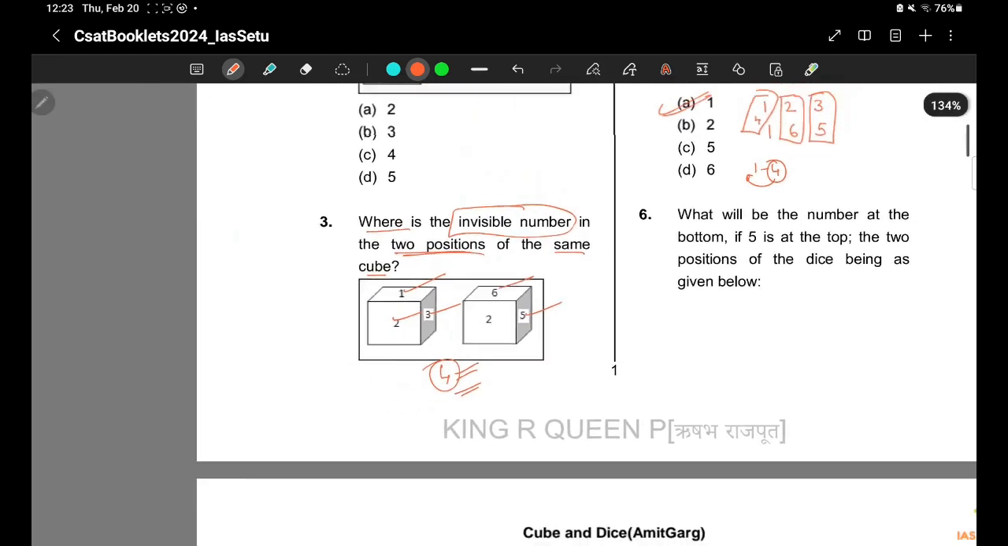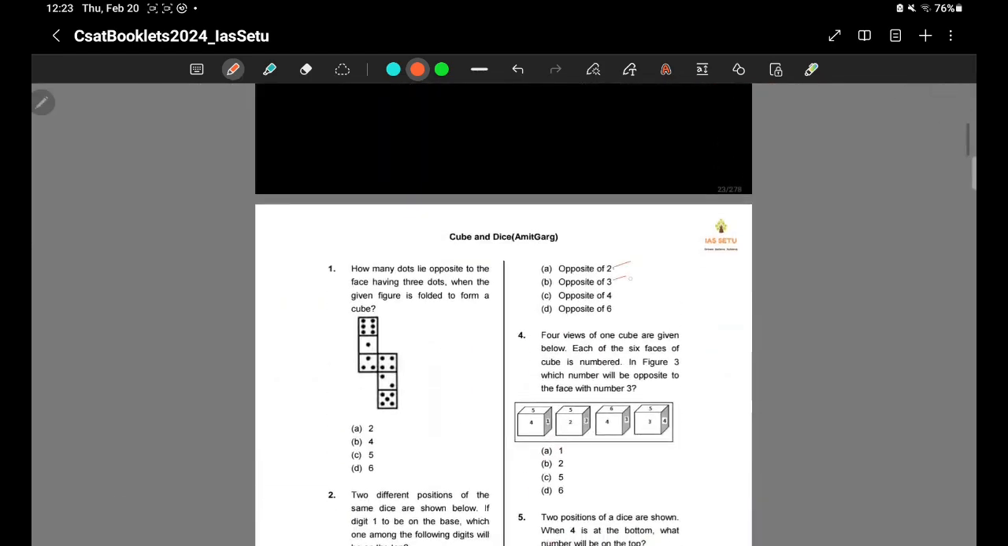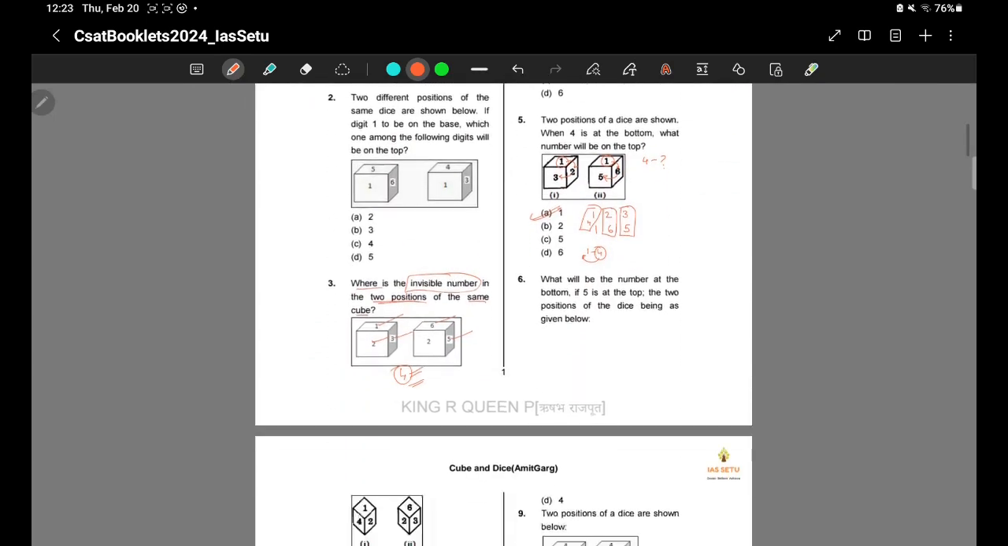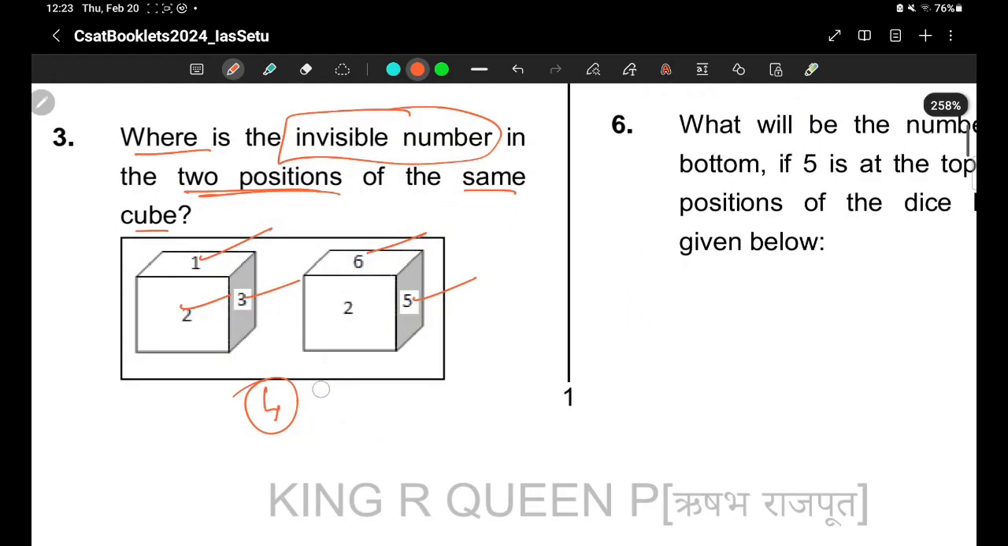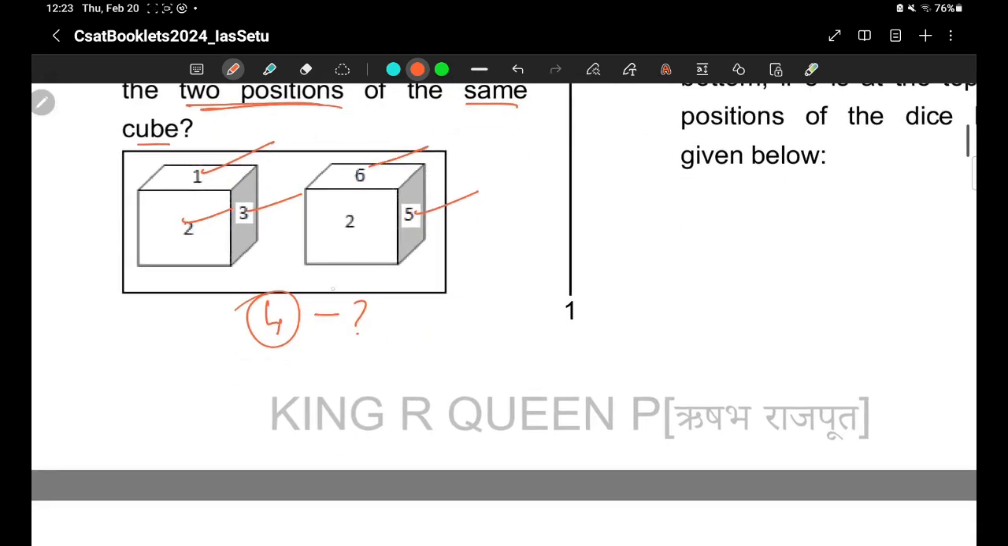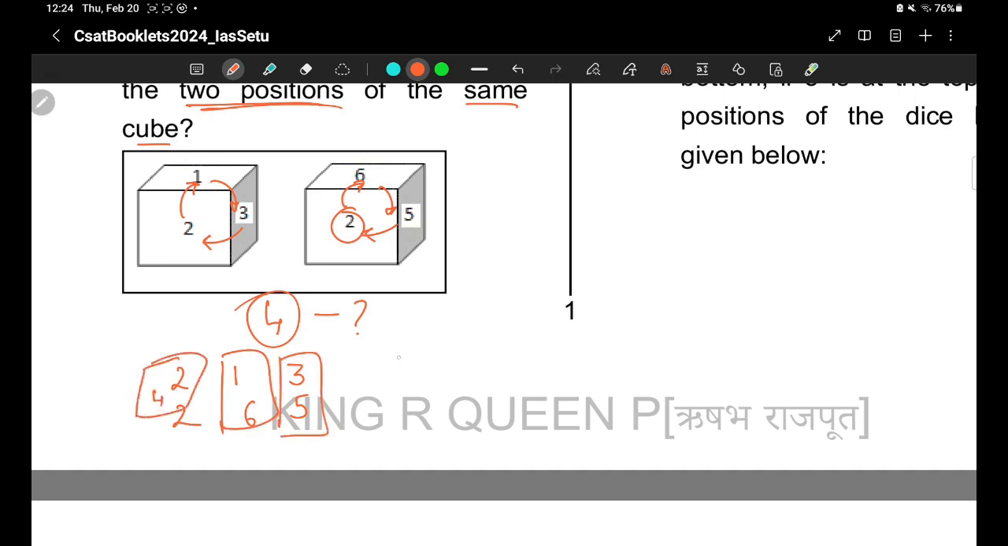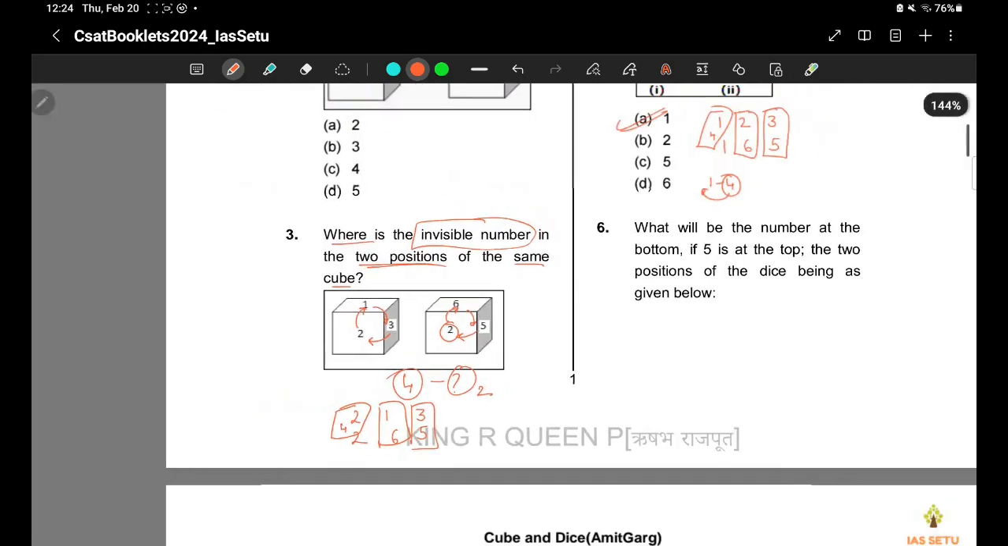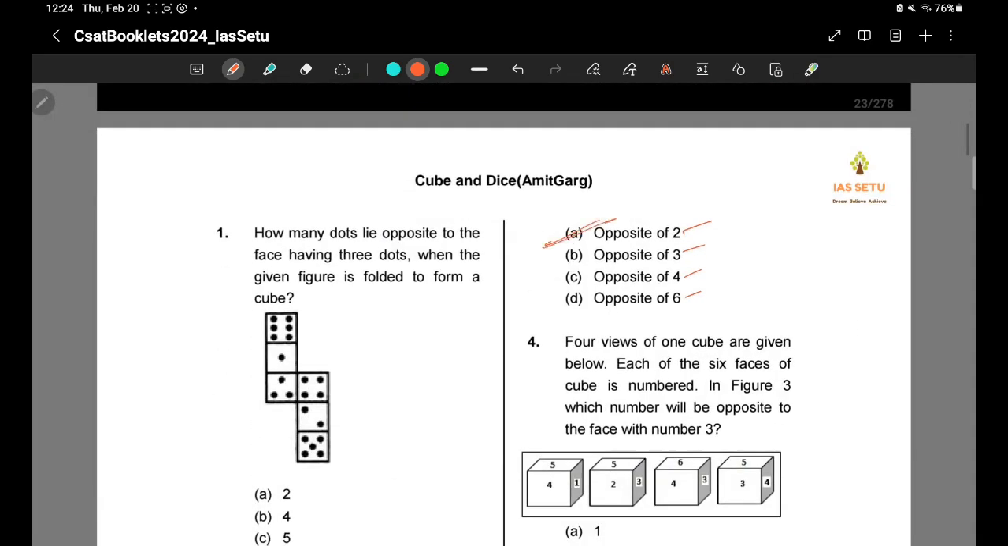They're asking for the opposite side. Opposite of what? See the options here: opposite of 2, opposite of 3, opposite of 4, opposite of 5. You have to say what is the opposite number of 4 here. So how do we do this? Take 2 as common, no? So go clockwise. So you get 2, 1 and 3. In clockwise, 2, 6 and 5. Okay, 1 and 6 are opposite, 3 and 5 are opposite, then 4 will be joined to 2. So the opposite of 4 is 2. Okay, option A.